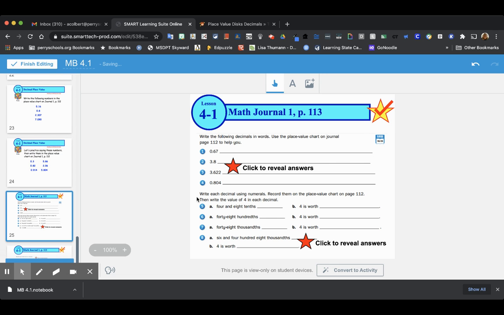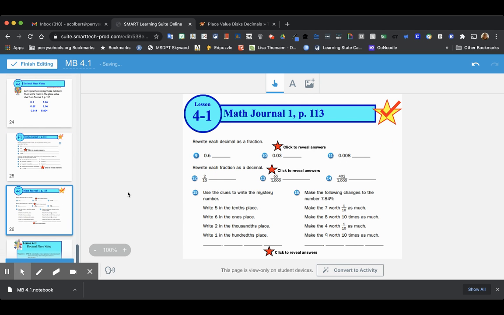On 5 through 8, it says to write each decimal using numerals. Record them on the place value chart on page 112. Then write the value of 4 in each decimal. So for example, for number 5, you would write 4 and 8 tenths. You would write the 4 in the ones place and the 8 in the tenths place. The 4 is worth 4. And so you'll do that for 6, 7, and 8.